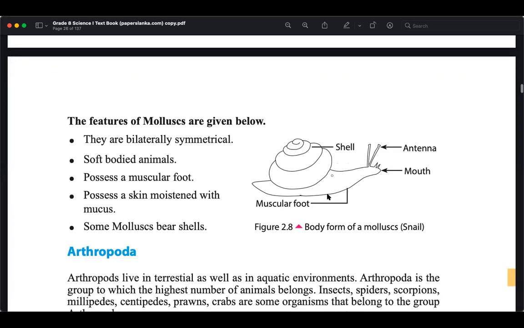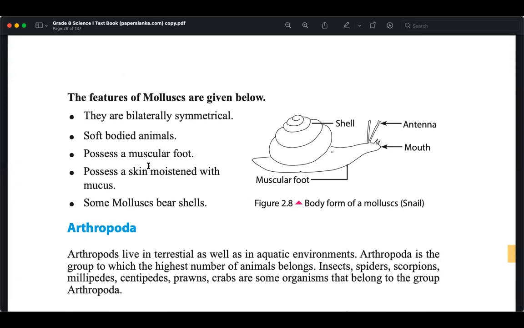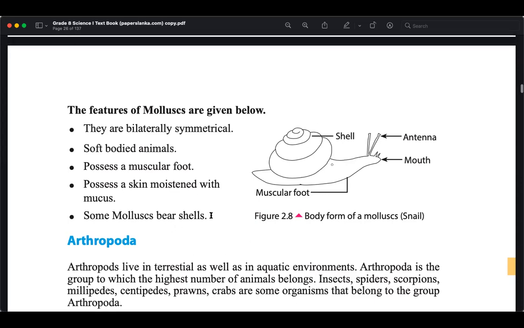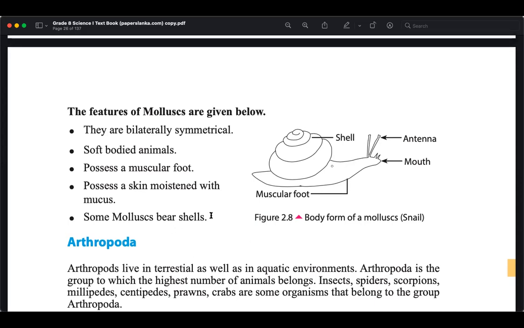Basically they have a muscular foot, which is also like a soft flesh. And their skin is wet, so it's moist. Not all, but some bear shells. That's why I said some bear the shells, but not all. Especially if they are terrestrial.